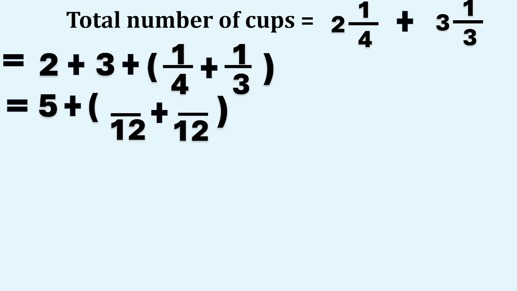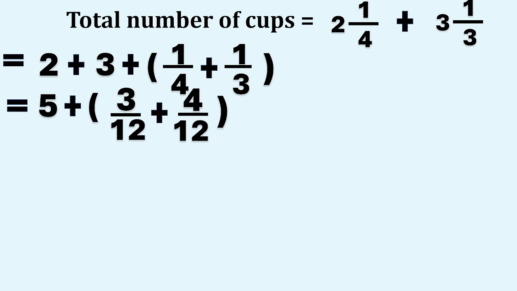Next step, divide the LCD by denominator 4. So 12 divided by 4 equals 3. Then multiply the answer by the numerator 1. So 3 times 1 equals 3. So our new fraction will be 3/12. Next, the second fraction. Divide the LCD 12 by denominator 3. So 12 divided by 3 equals 4. Then multiply the answer by the numerator 1. So 4 times 1 equals 4.